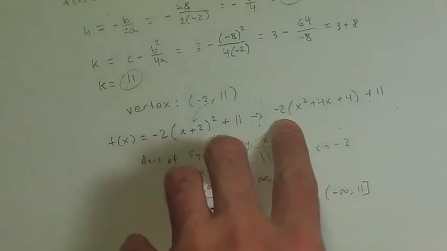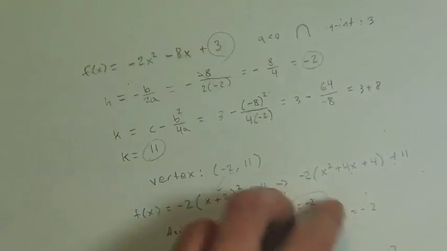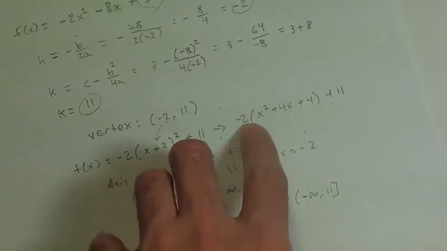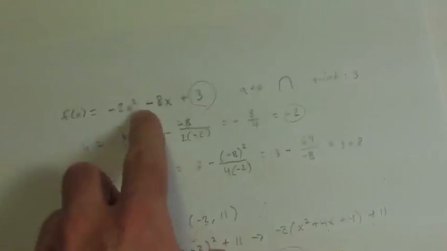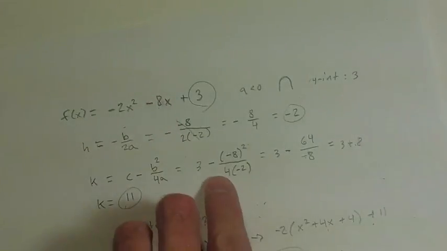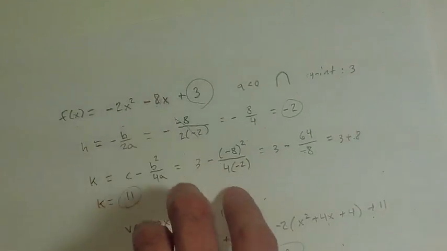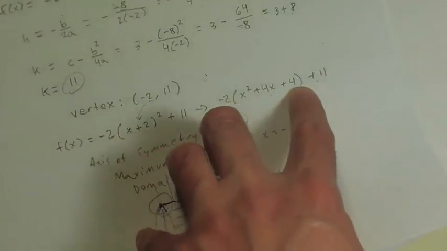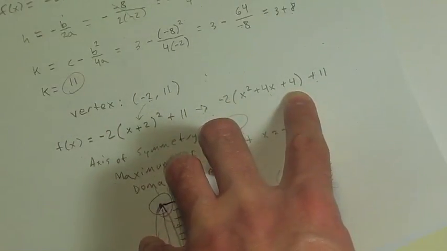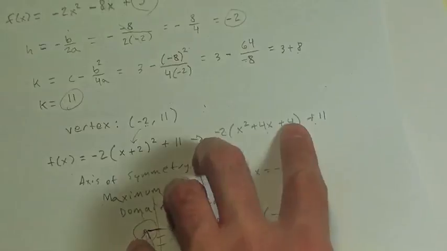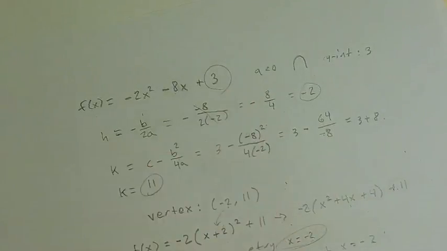Okay? And you can see it, the -2 times x squared gives you -2x squared. The -2 times 4x gives you -8x. And then the -2 times the 4 will give you -8. And -8 plus 11 will get you back to 3.